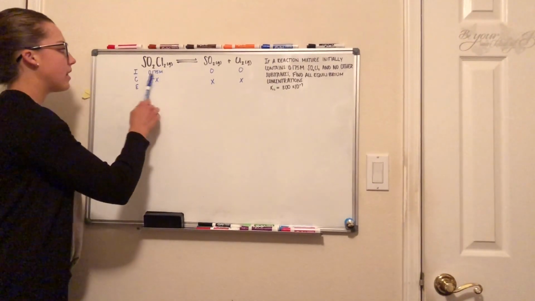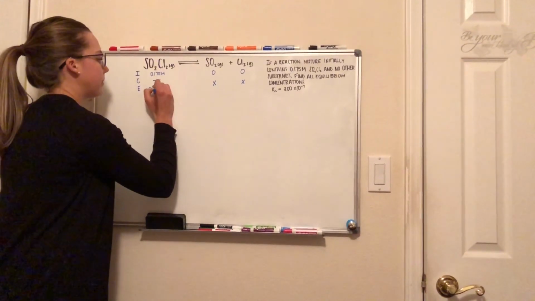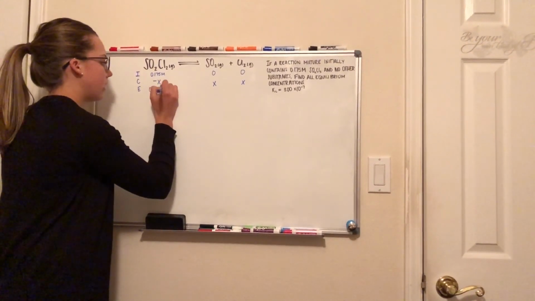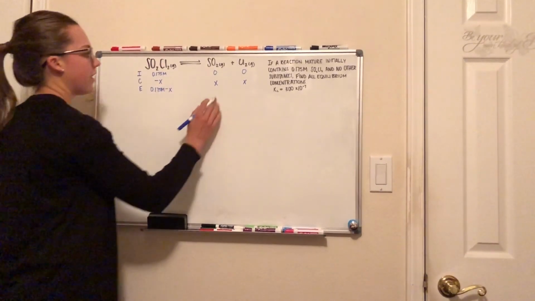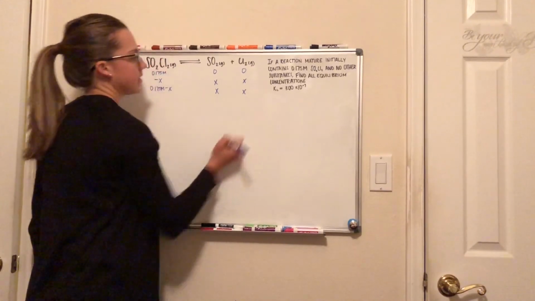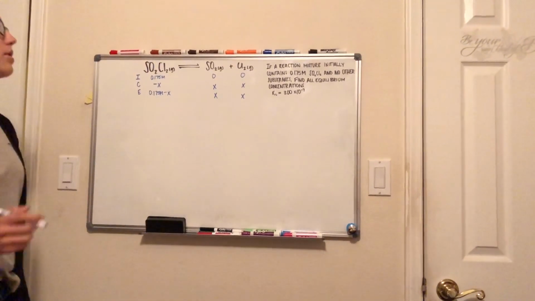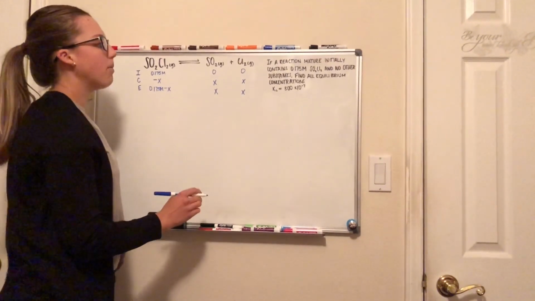Now we need to establish what the equilibrium is going to be. If we start with this molarity and change it by a factor of X, we can express our equilibrium as 0.175 molar minus X. And our equilibrium for these two species can be expressed as just X because they started at 0 and changed by positive X.